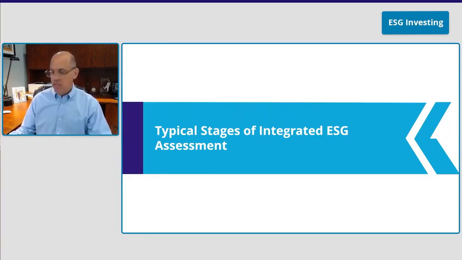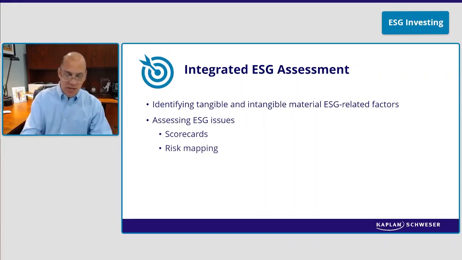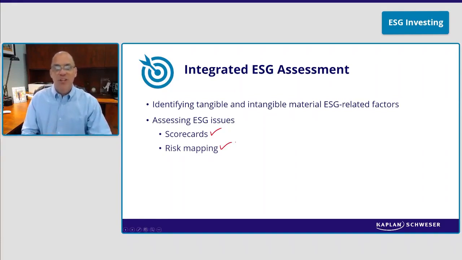So let's take a look at the key concepts that will be discussed in this session. Number one, we want to identify tangible and intangible material ESG factors. And we also want to assess ESG issues. And we do that through scorecards and risk mapping. And if you've been watching through the videos, you can obviously see we've talked quite a bit about scorecards. So here's a session where we're going to dive in and discuss them in a little more detail. And it is testable for your exam.